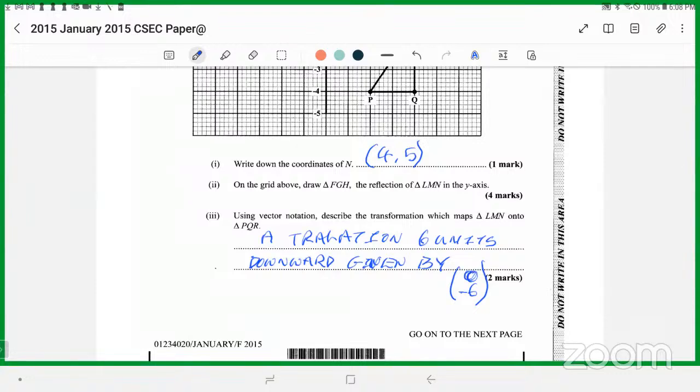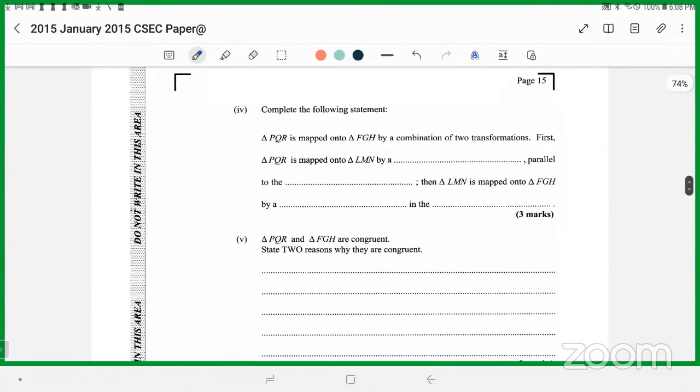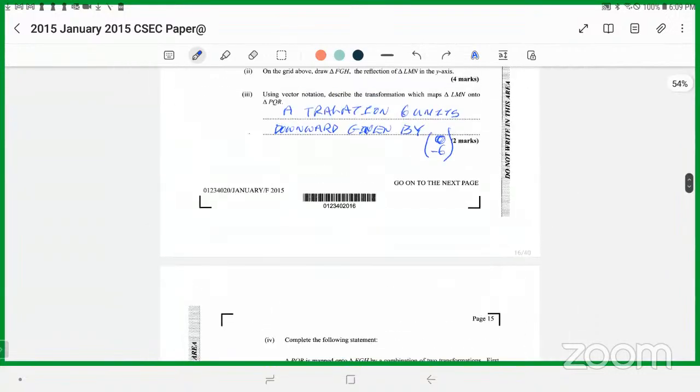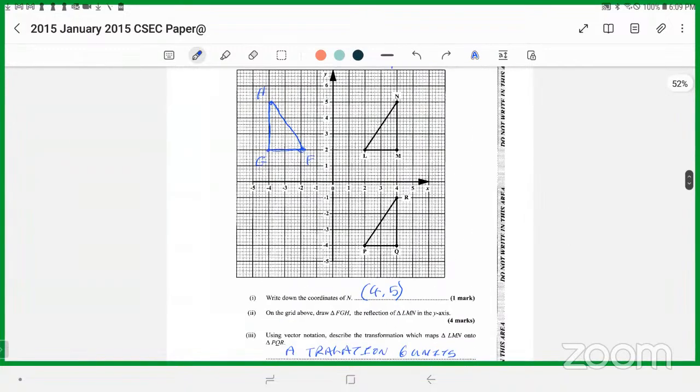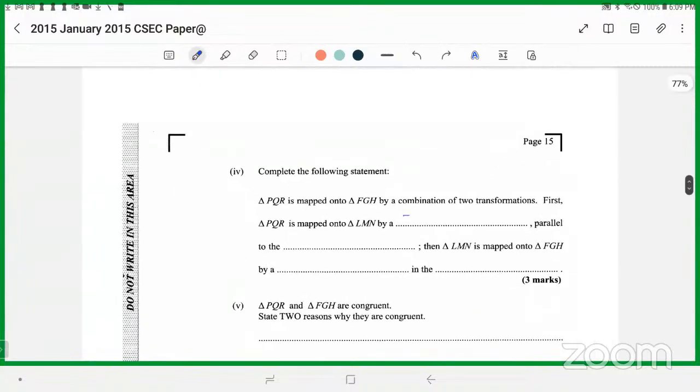This one now says complete the following statements. PQR is mapped onto FGH by combining two transformations. Let's look at it now. First, PQR is mapped onto LMN. So it's PQR to LMN. That's a translation. Let's go back 6 units upwards. So a translation 6 units upwards, right?